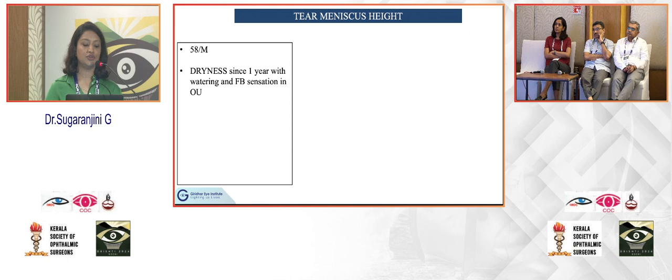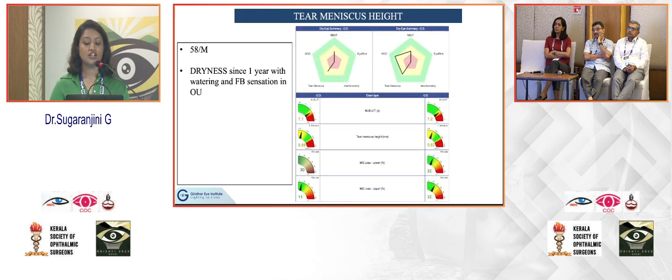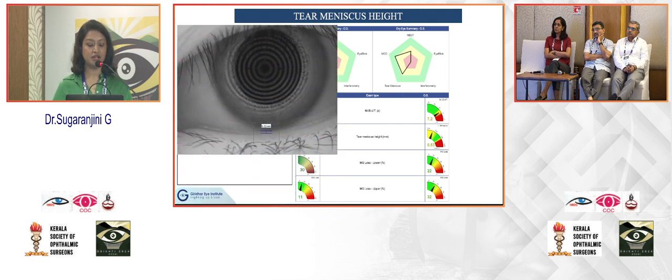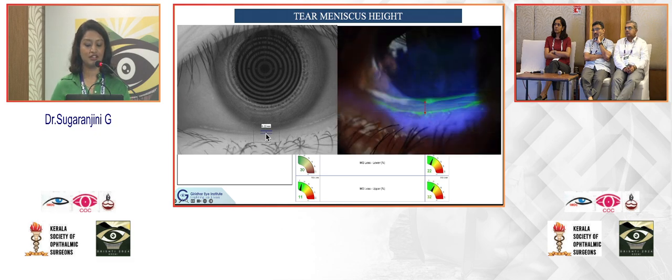So a 58-year-old male patient comes to us diagnosed as dry eye since 1 year. Main complaint is watering and foreign body sensation. So we did do the ocular surface analyzer and look at the tear film height. It's in yellow. We very rarely see this. So when you see a very high tear film height, we must remember that the machine measures the tear film height this way. So in this patient, this is what we saw.